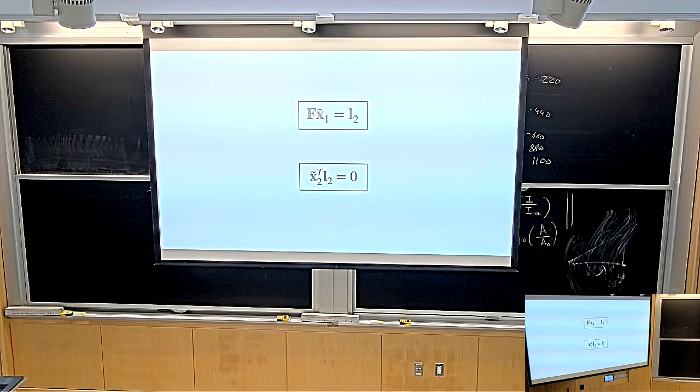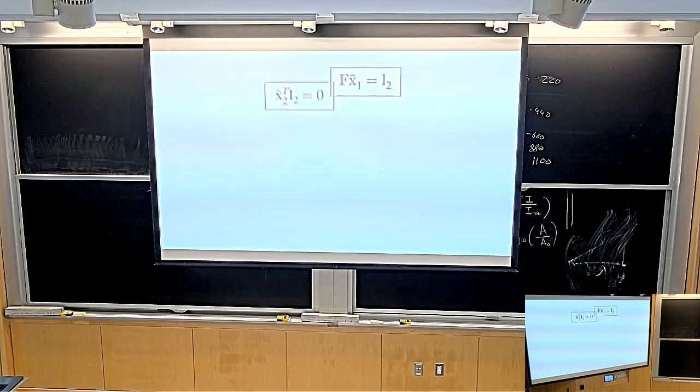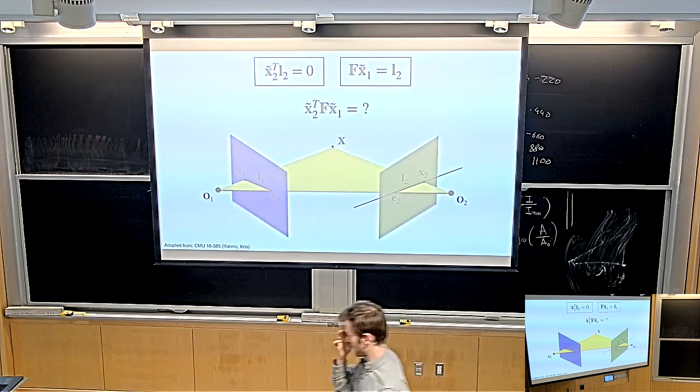Equation number 1 is the one that we just introduced. We just said the fundamental matrix is defined as this. And then this property is just the property that points that lie on the epipolar line, dot product with the line, have to give you 0. And now we're going to work off of these 2 equations to get the fundamental matrix.